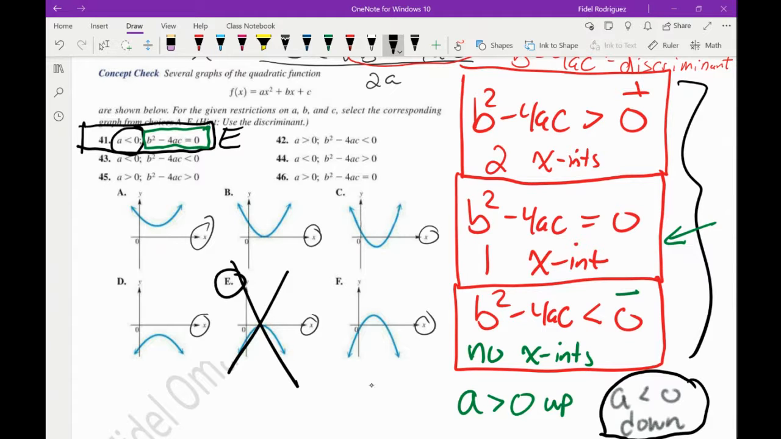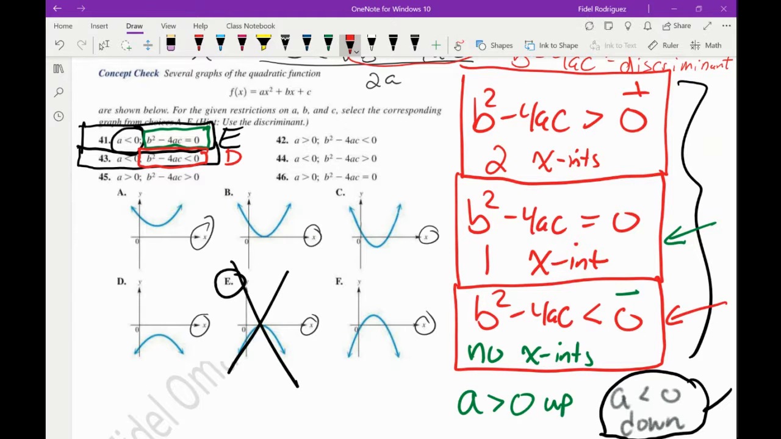Let's do the same thing for 43. First thing I notice right there, A is less than 0. Hey, the graph's opening down. So now I know it's going to be either D or F. Let's see if we can figure out which one it is. The second thing I want to look at is this part right here. B squared minus 4AC is less than 0. That means I'm not going to have any x-intercepts. Which of those graphs between D and F also goes down but never hits the x-axis? Anybody know? D. There you go. You got it.